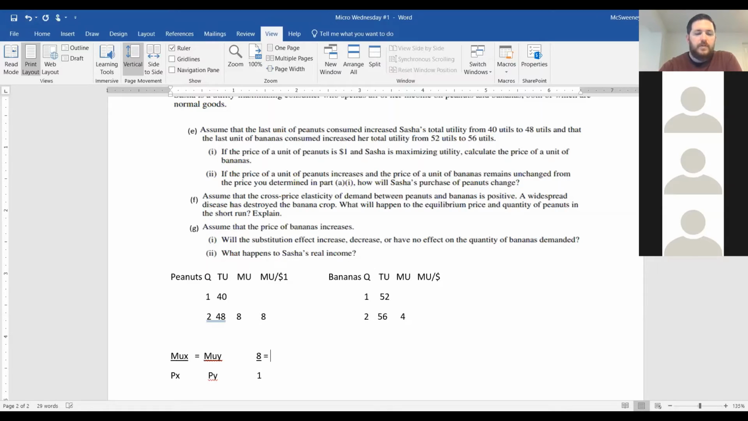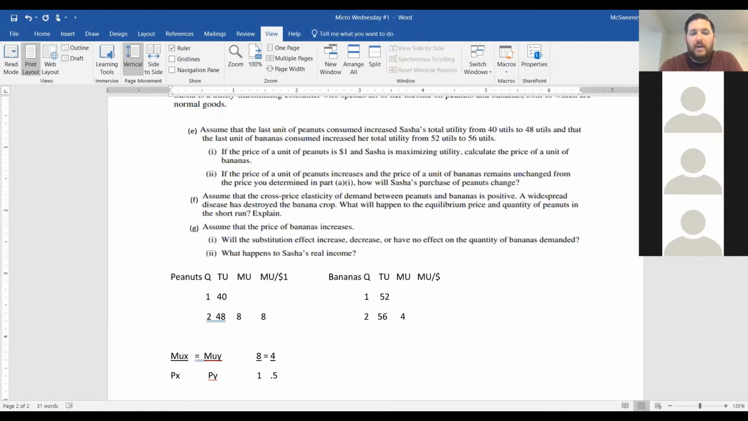equal to, we don't know, the marginal utility of good Y is 4. Okay, and we don't know obviously the denominator. Well, in order to make this equation true, we know that 4 over 0.5 is going to give us 8, right? So it means that the price of bananas is going to be 50 cents. All right, so E1, calculate the price of a unit of bananas, you get 1 point for stating 50 cents.